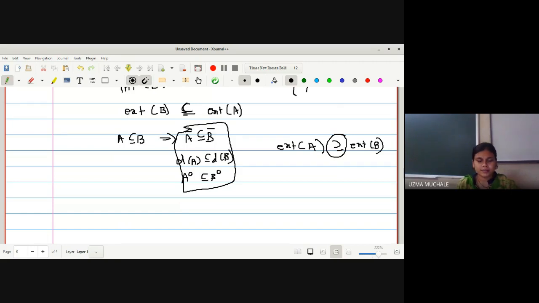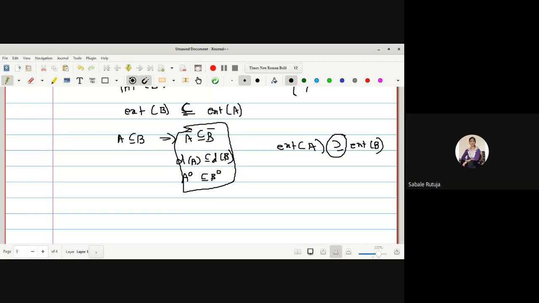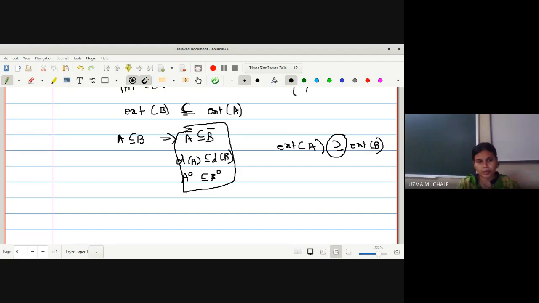Are you getting? Yes, ma'am. What you have to do for finding the exterior is first find the complement and just use the property of interior. What is the property of interior? A interior is a subset of B interior. So we can use this property for finding that B complement is a subset of A complement, and hence the result.